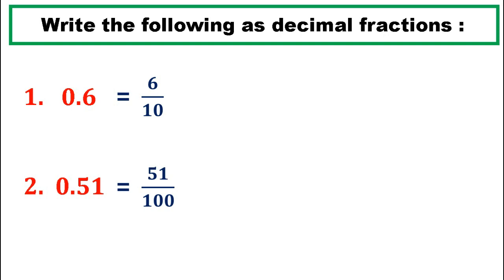Then we will count the number of digits after the decimal point. Here in this number we have 2 digits after the decimal point. So in the denominator we will write 100 because 100 has 2 zeros.